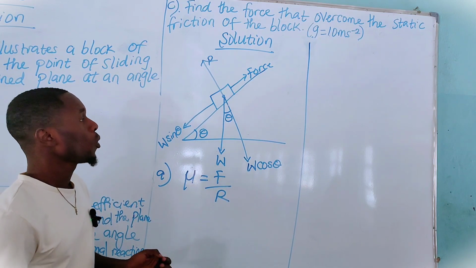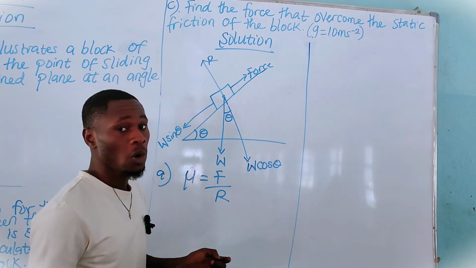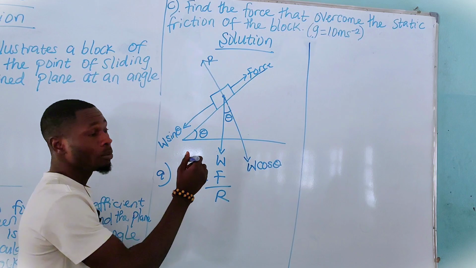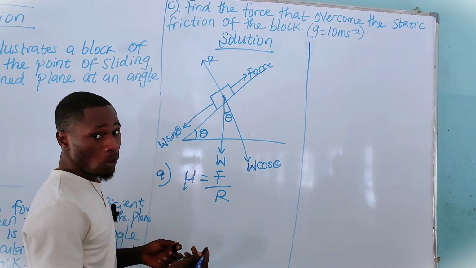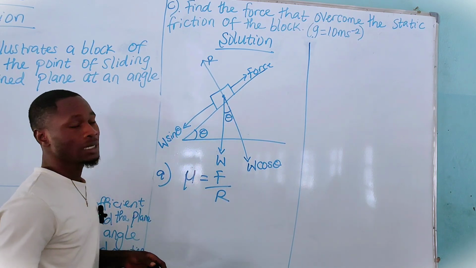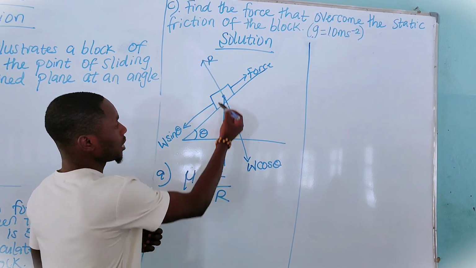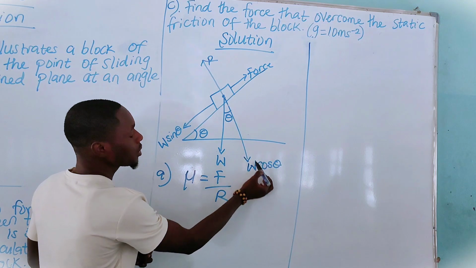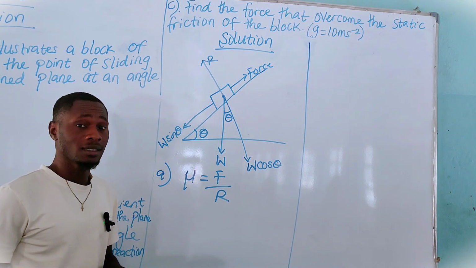So at that point, we can consider that the body is at equilibrium or it is at rest. If the body is at equilibrium, it means that the force that is tending to pull it upward is equal to the force that is tending to pull it downward. Similarly, we can also say that the normal reaction which is acting upward is equal to the horizontal component of the weight of the body.